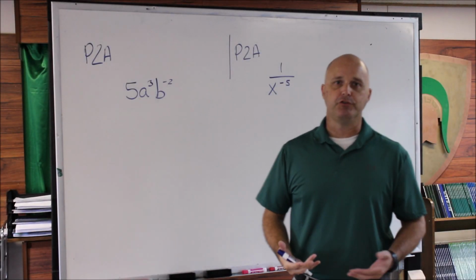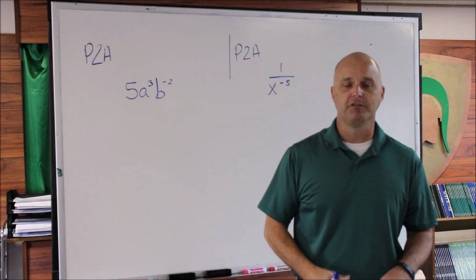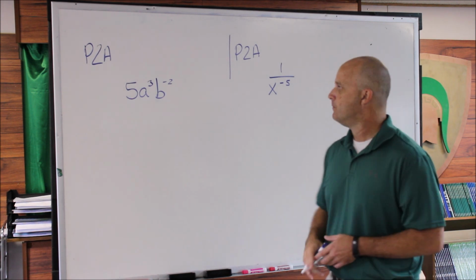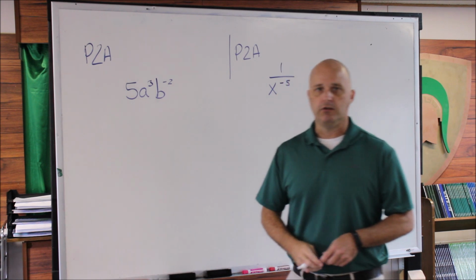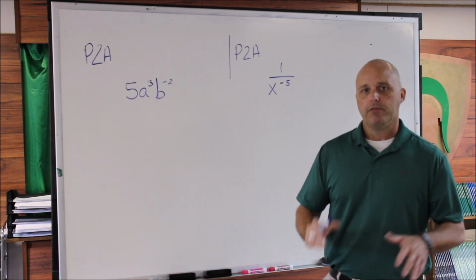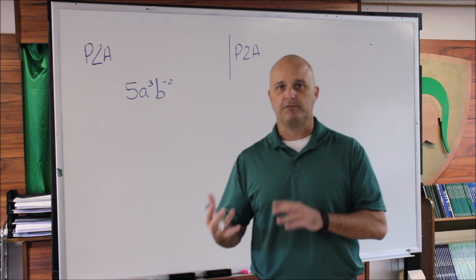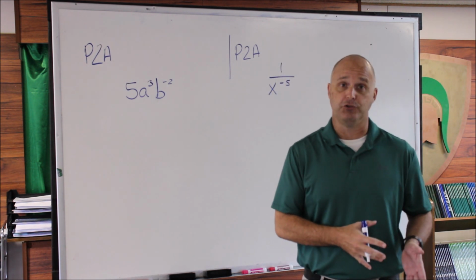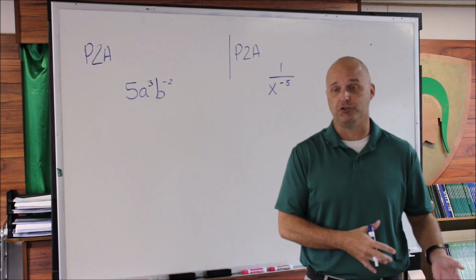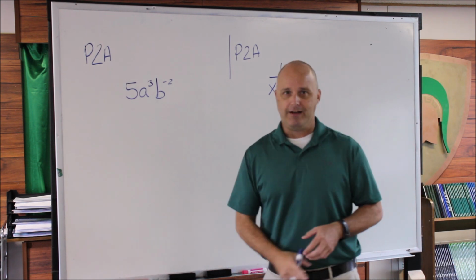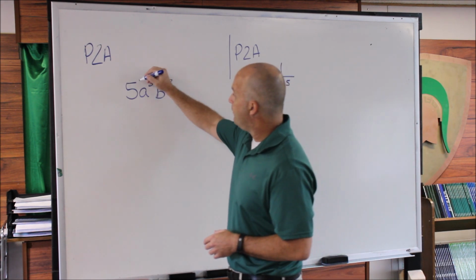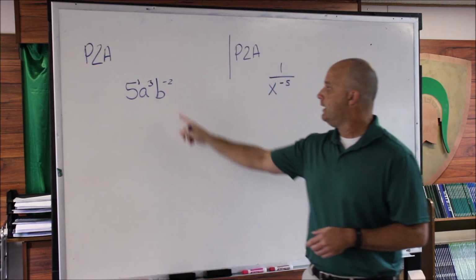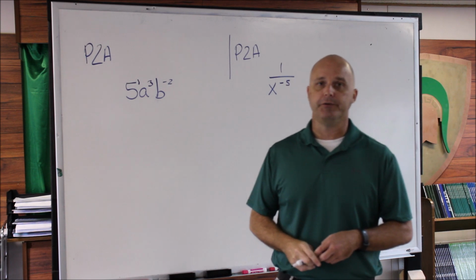For problems 2A and 2B, we're going to try a couple more of these problems. We're going to be presented with a little bit more difficult of a situation though. In this case, we've got 5a cubed b to the negative second. The one thing that you need to understand with exponents is that they're always only affecting the bases that they're attached to. So let's break this down. The 5 has an exponent of 1. The a has an exponent of 3, and the b has an exponent of negative 2.